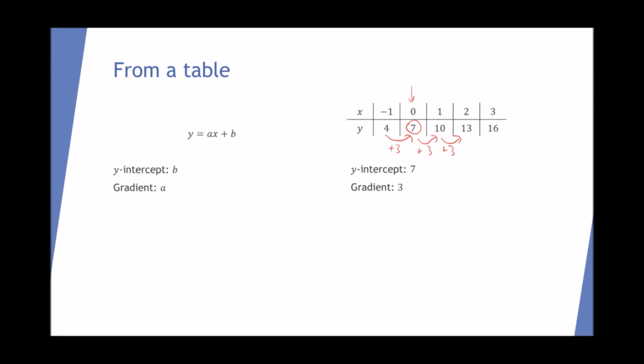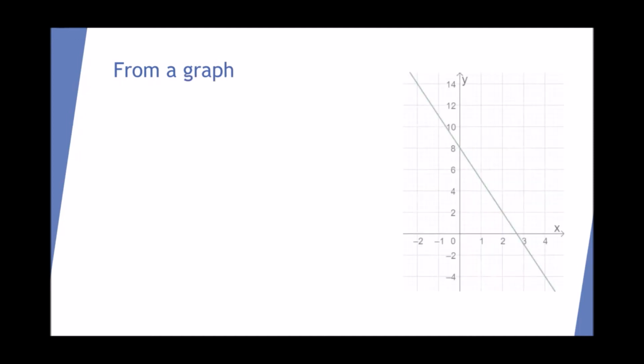From that point, we just have to fill it into our standard formula. With the y-intercept is b, so that would be 7. And the gradient is 3, so that's a. And we get the formula y equals 3x plus 7. So that's the example from a table. Let's now have a look from a graph. And we'll take this example now.